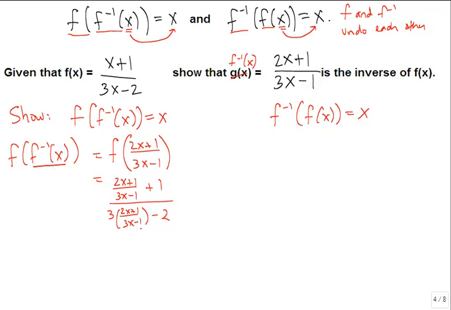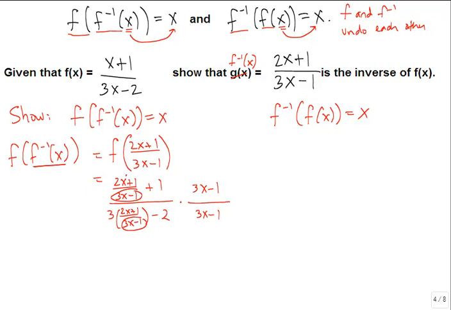So to clean it up, because we have fractions within fractions, what we're going to want to do is look at our denominators. And I have a 3x minus 1 on the top and on the bottom. So what I'm going to do to clean it up is multiply both the top and the bottom by this common denominator.